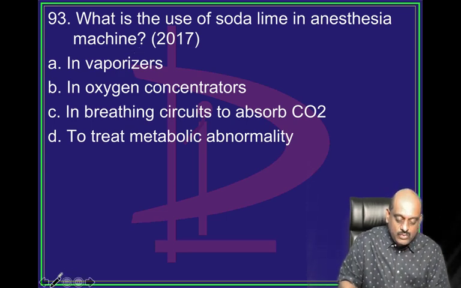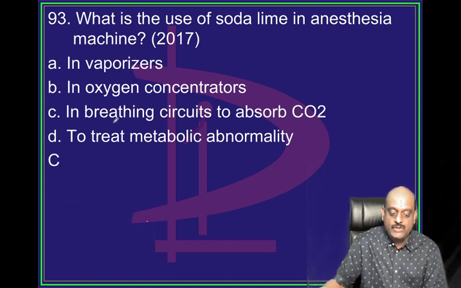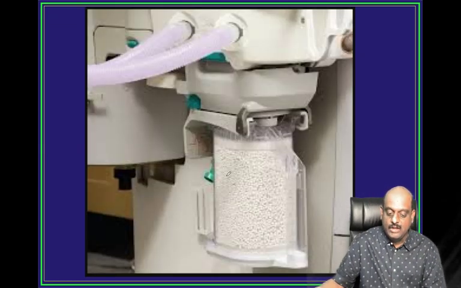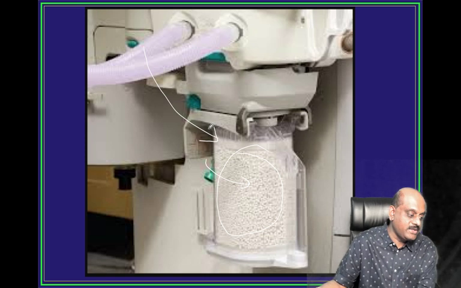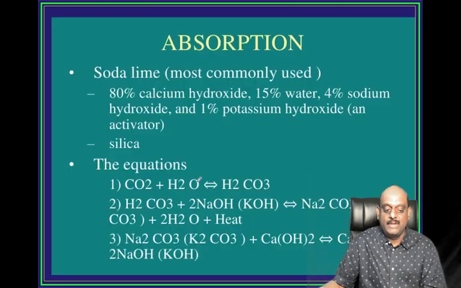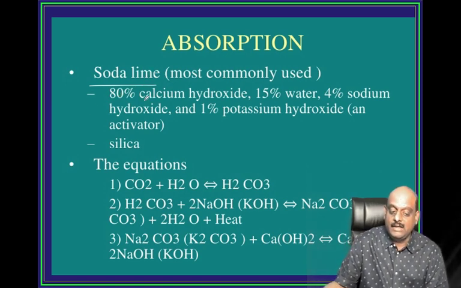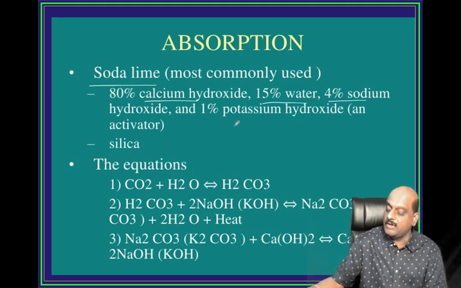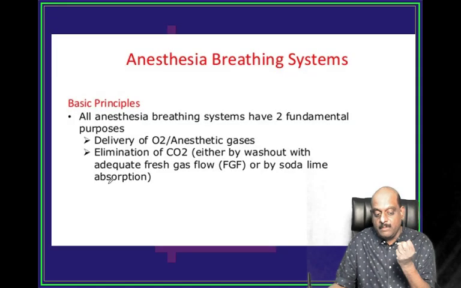So doctor, what is the use of soda lime in anesthesia machine? Typically it is used in breathing circuits to absorb carbon dioxide. So this is how the soda lime in an anesthetic machine has got a place to accommodate it. So this is the anesthetic machine with a soda lime. Soda lime typically contains 80% calcium hydroxide, 15% water, 4% sodium hydroxide, 1% potassium hydroxide. So it is used for absorbing the carbon dioxide.